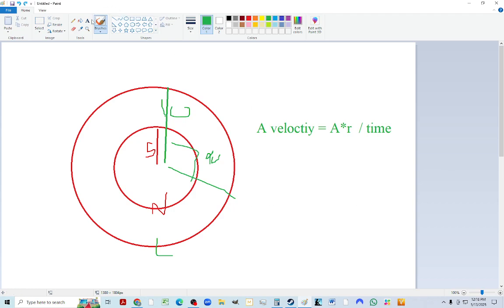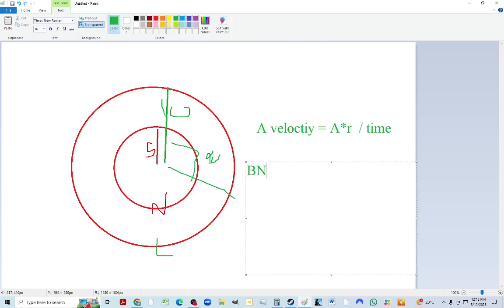Now, keep in mind, a lot of questions will tell you different information. They'll tell you Natalie is moving 60 meters per second, and her Ferris wheel takes 1 minute to go around, which is 60 seconds. And it'll say, what's the radius?